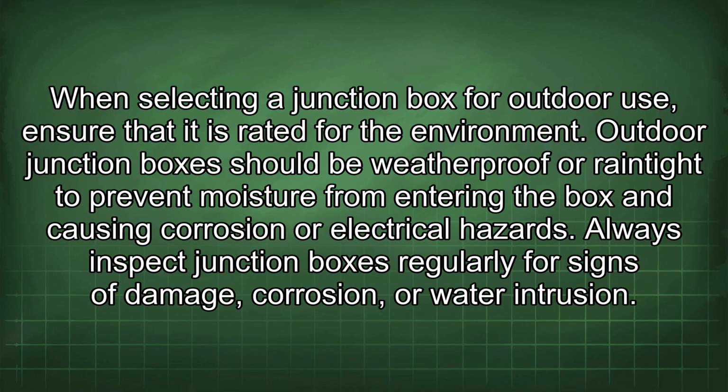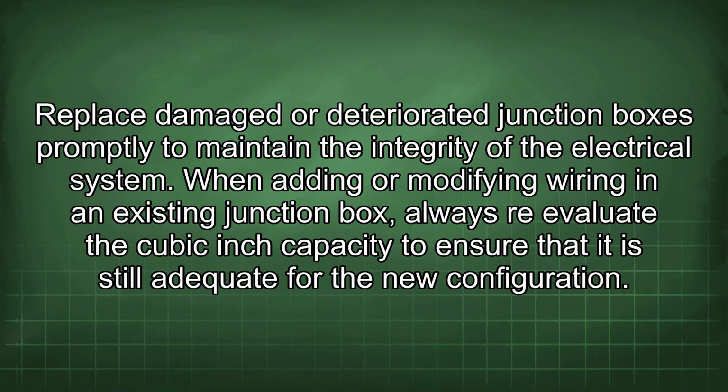When selecting a junction box for outdoor use, ensure that it is rated for the environment. Outdoor junction boxes should be weatherproof or rain-tight to prevent moisture from entering the box and causing corrosion or electrical hazards. Always inspect junction boxes regularly for signs of damage, corrosion, or water intrusion. Replace damaged or deteriorated junction boxes promptly to maintain the integrity of the electrical system.